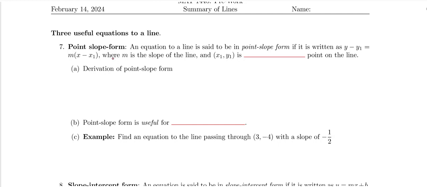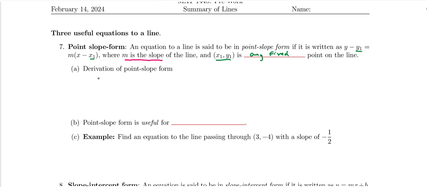beyond. So an equation to a line is said to be in point-slope form if it's written as y minus y1 is equal to m times x minus x1, where m is the slope of the line, and this x1, y1 is any fixed point. So there's the y1, x1. That's any fixed point on the line. So I want to show you where this comes from.